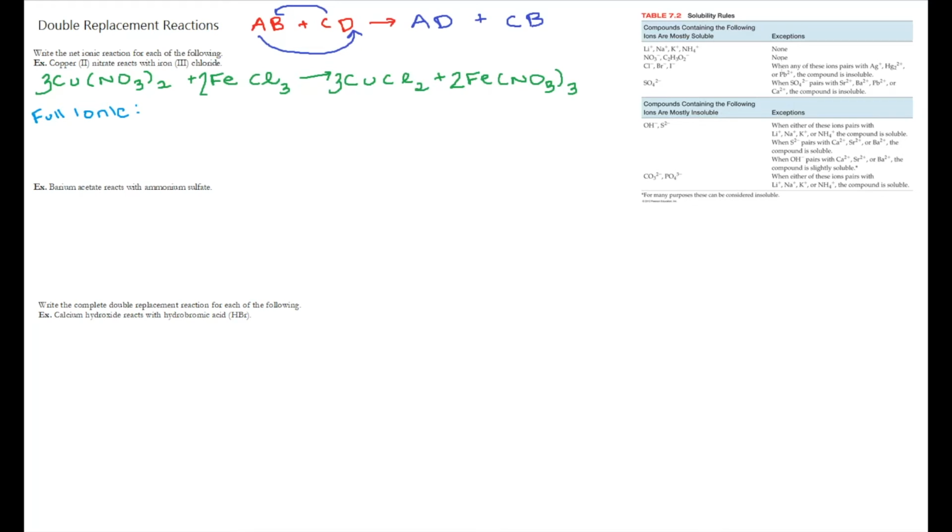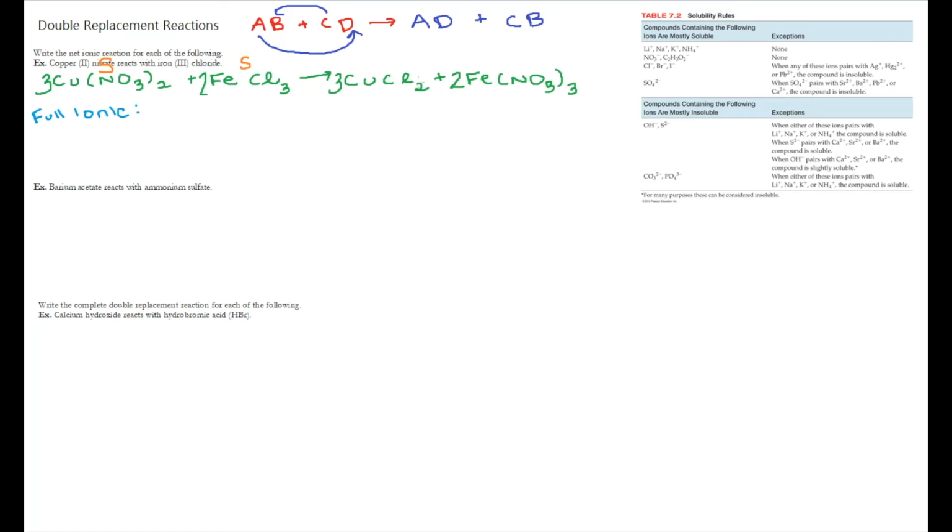Notice I'm not looking for copper. You tend to look for your anion. So I found nitrate here, saw that there were not any exceptions, so that tells me this is going to be soluble. So it's going to break apart. Now iron chloride. For chloride here, I found that it's soluble except when any of these ions pairs with silver, mercury, or lead. Well, iron is not silver, mercury, or lead, which means it's going to be soluble as well.